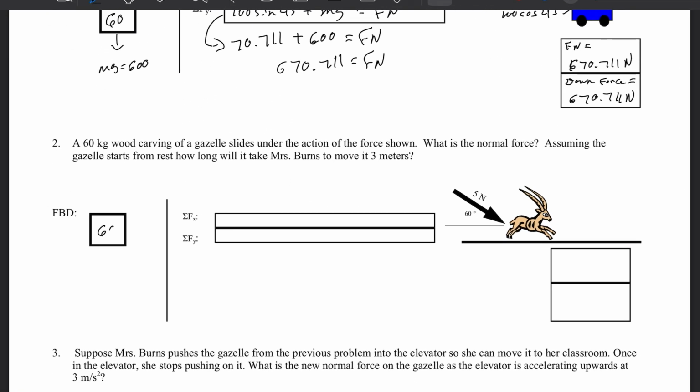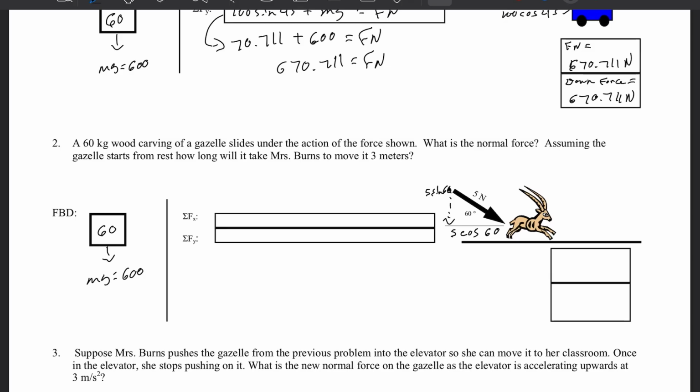Number two, we've got a 60 kilogram wood carving of a gazelle. So we know the mass times gravity, the weight, is 600. We've got a push down and to the right of 5 newtons at a 60-degree angle. So 5 cosine 60 is the rightward component of that. And then the downward component would be 5 sine 60 because it's on the opposite side.